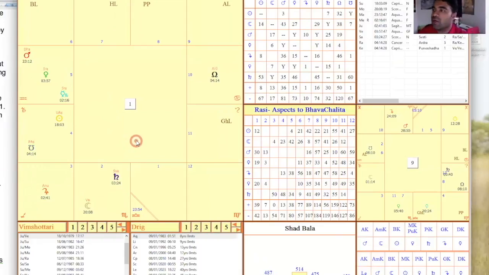So now I have the perfect Lagna here. Exactly. I was so happy by the time I got there. That's the way you verify your rectification. That's how you verify it: asking the client questions and confirming that with the Lagna.